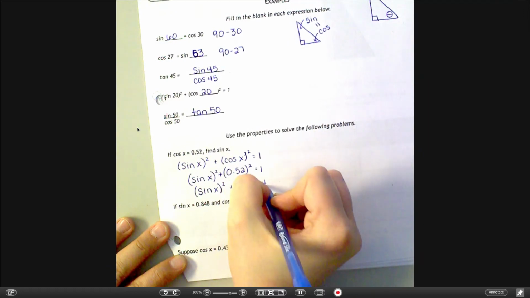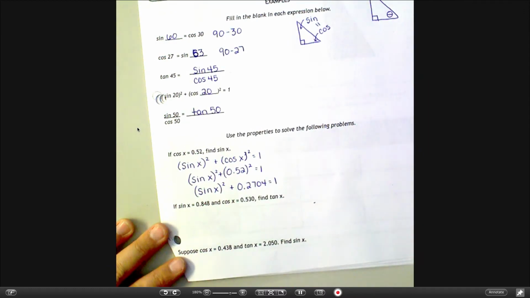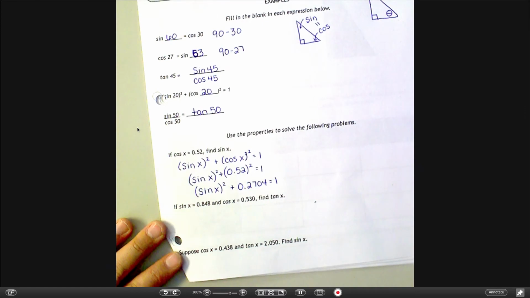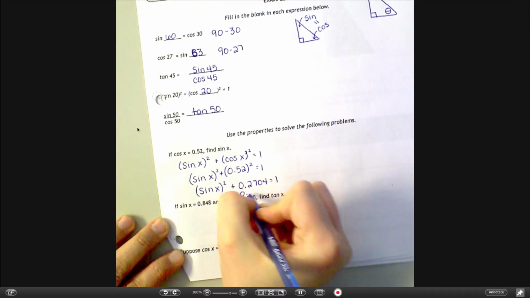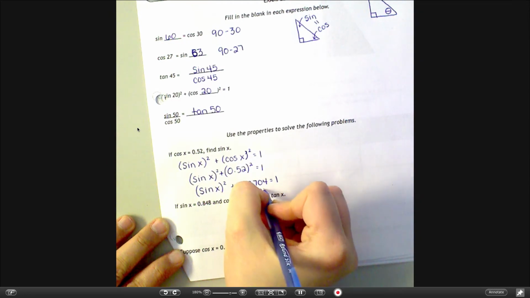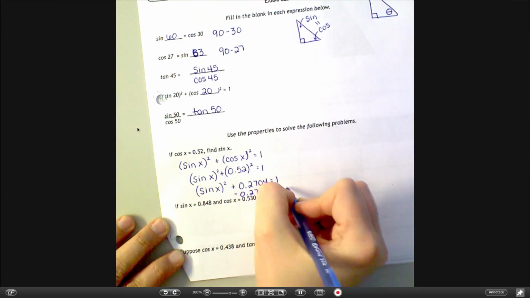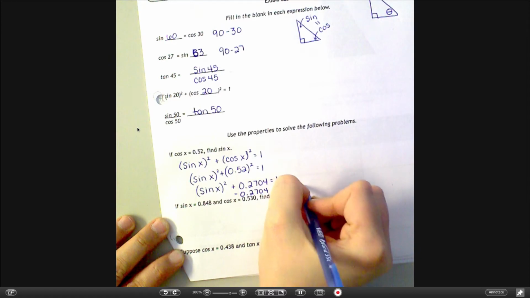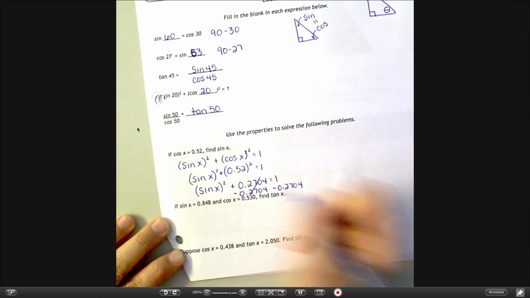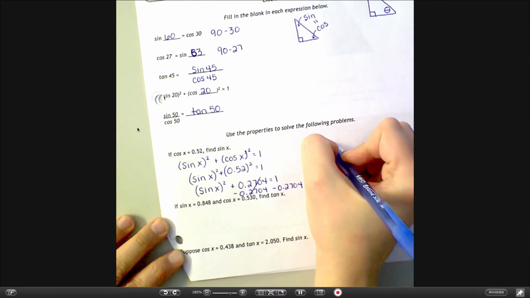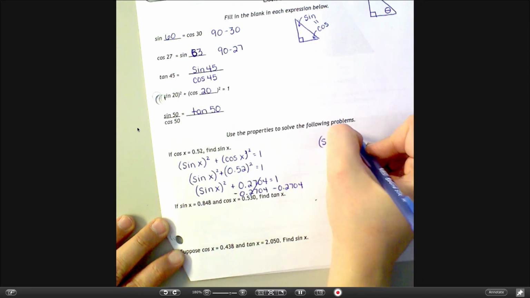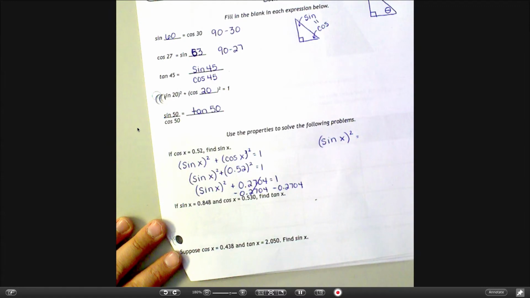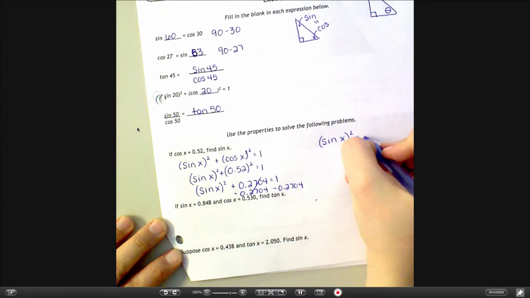0.2704 equals 1. Remember, I'm trying to get sine of x by itself. So what do you want to do now? Sure. Subtract 0.2704. And so I end up with sine of x squared equals like 0.73-ish. 0.7296.